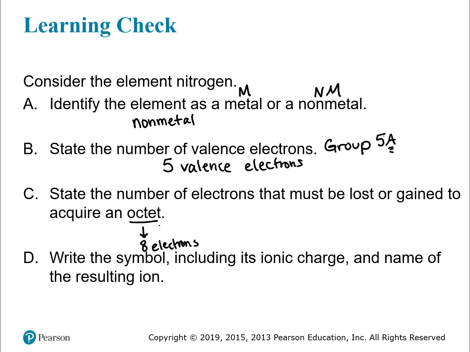So a full octet means 8 electrons, 8 valence electrons. Nitrogen only has 5. So that means it needs 3 valence electrons, or I'll put 3 electrons, to have that octet.